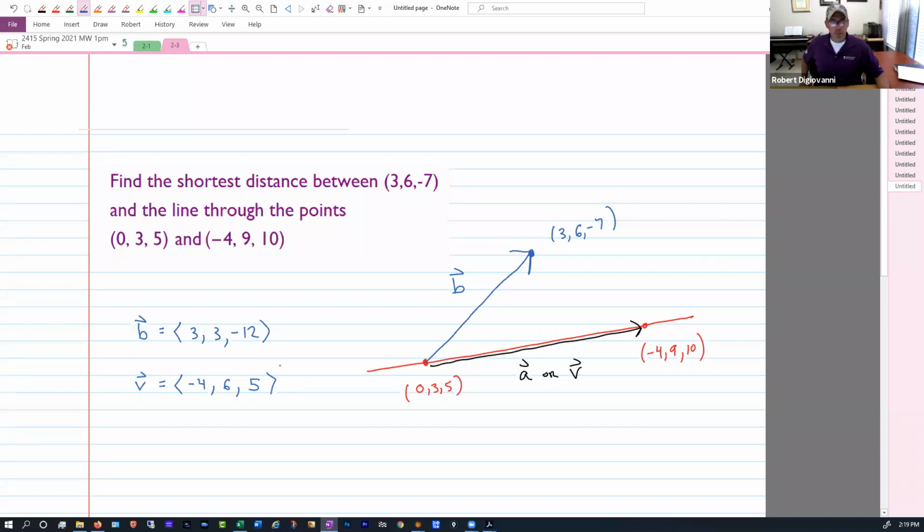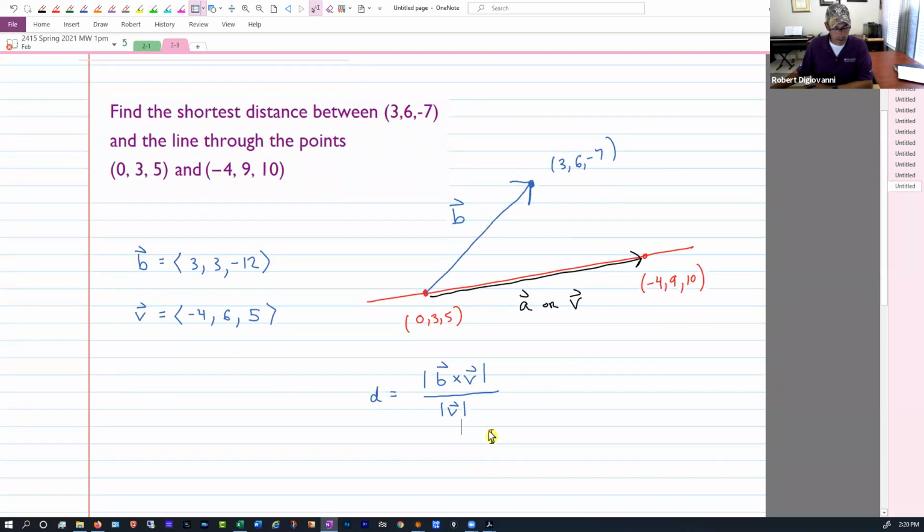And now we just need the formula, right? So D will be equal to the magnitude of the cross product of these 2 vectors, and then the magnitude of V on the bottom. And by the way, it doesn't matter if you do B crossed with V or V crossed with B because we're taking the magnitude. We learned that with cross products you can't switch the order, but we did say that if you do switch the order, they're just going to be off by a sign. So when we take the magnitude, it's going to make that irrelevant.